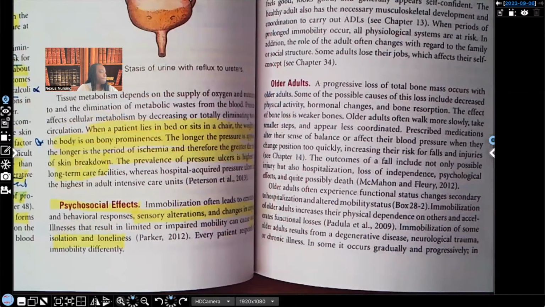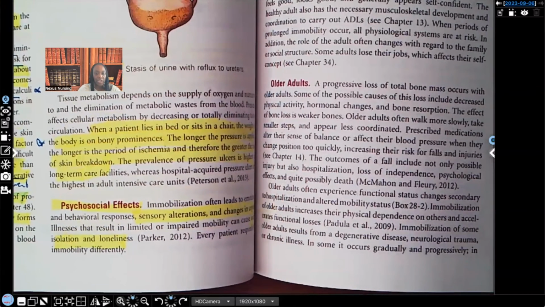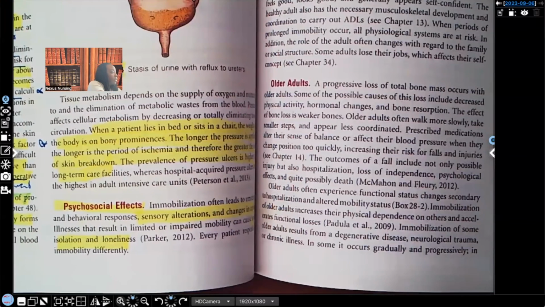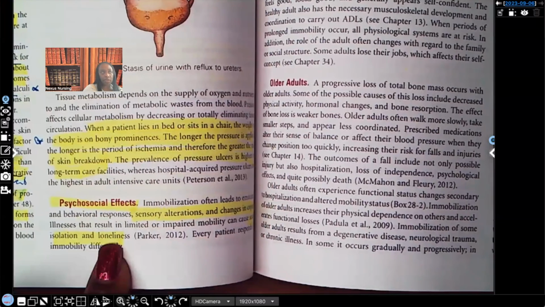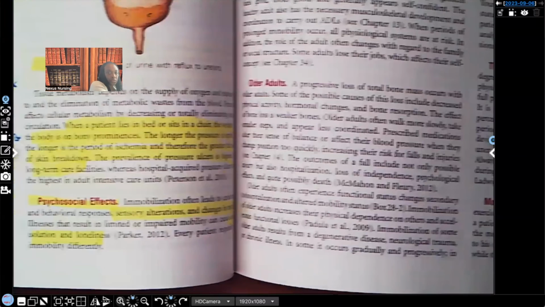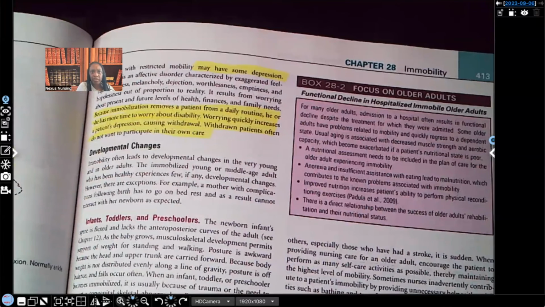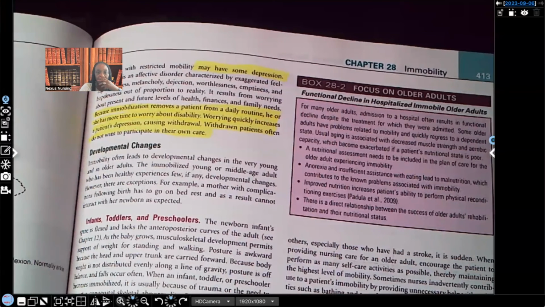Psychosocial effects. Immobility will affect the patient's sensory alterations. They'll have sensory alterations, changes in coping, social isolation, and they'll feel lonely. You'll see a lot of patients who've been on bed rest for an extended amount of time. Sometimes, they'll get delirious. That delirium will stem from an infection, usually a UTI, and the UTI stems from what? That bed rest, that immobility. So it's like a horrible domino effect.